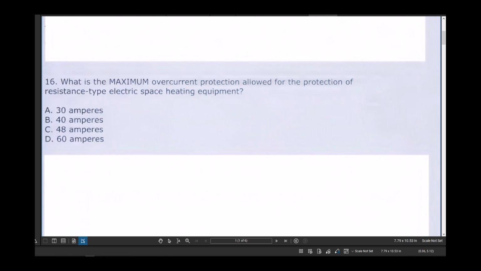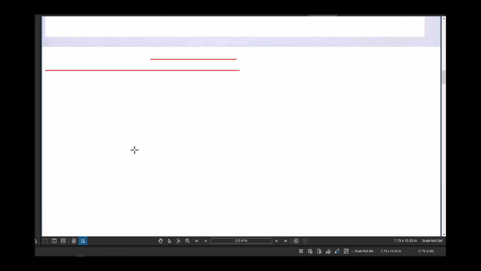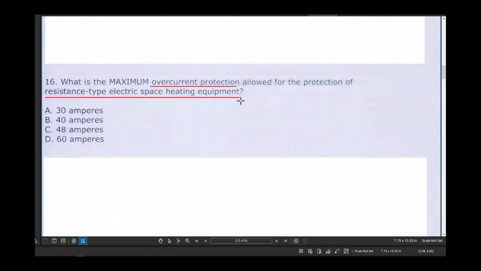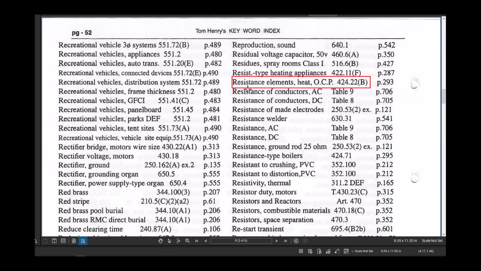The keyword here, we're looking for overcurrent protection device for resistance type electric heating equipment, which is, if we highlight it, probably from heating element or heating equipment, we can go to the overcurrent protection section to find the related article. Let's go to Tom Henry's index, resistance element heat overcurrent protection device, 424.22(B). That is exactly what we're looking for.